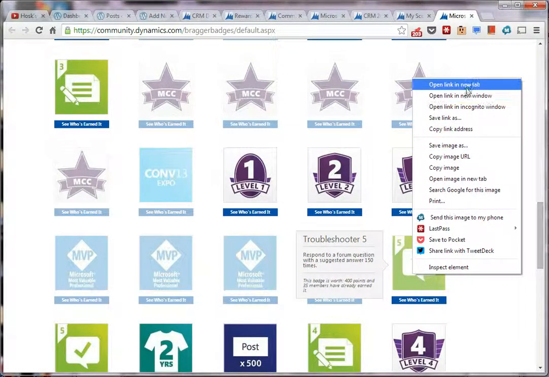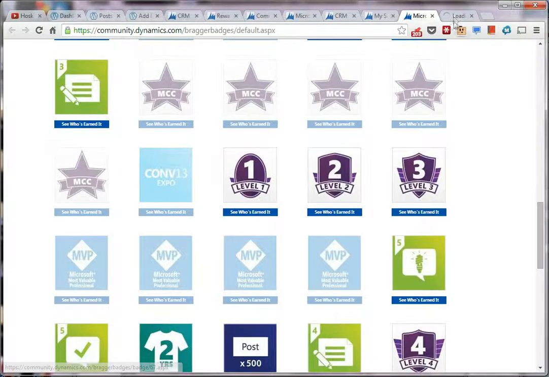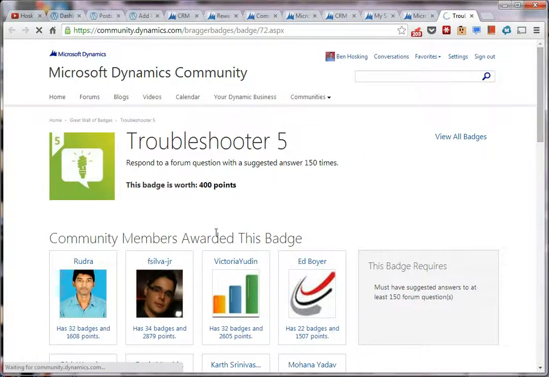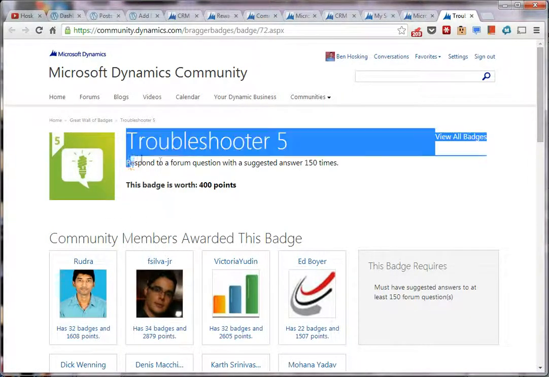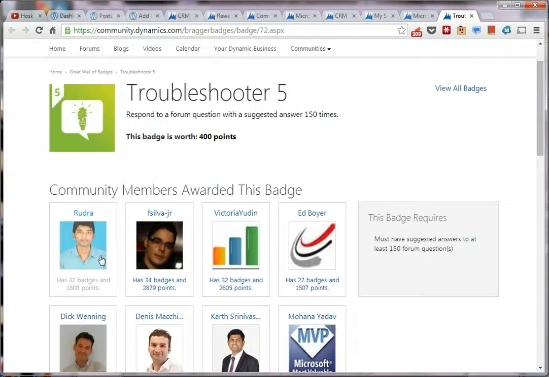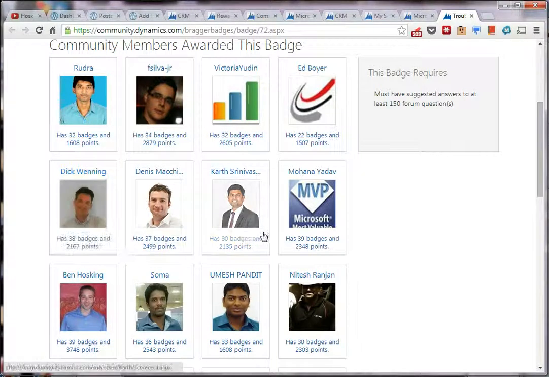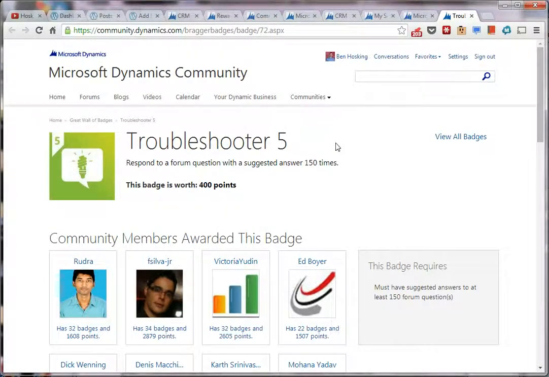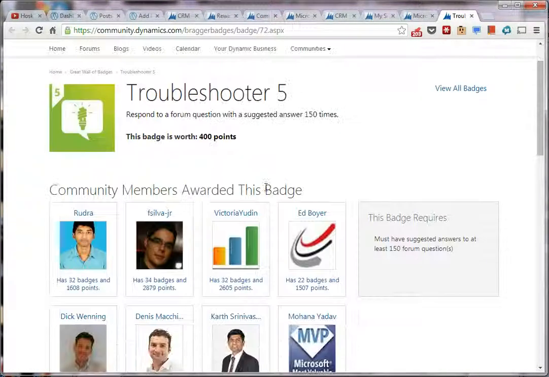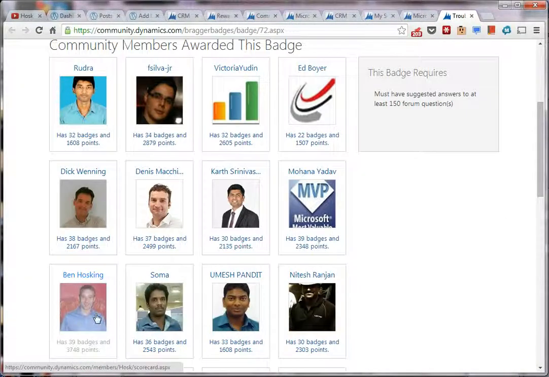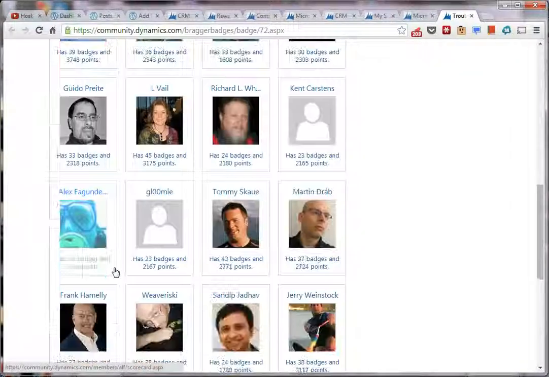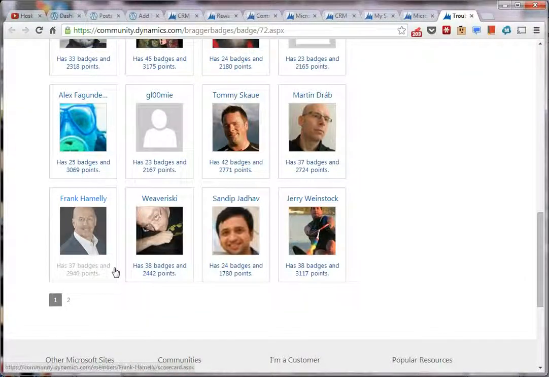You can click on these. These are all links, and once you click on one, you'll be taken to that badge, and it tells you what you've got to do to achieve it, and then it shows you all the people who have already achieved this badge. So for Troubleshooter 5, I've responded to a forum question 150 times, and look, there I am. And these are all the other people who have responded to lots of forum questions.